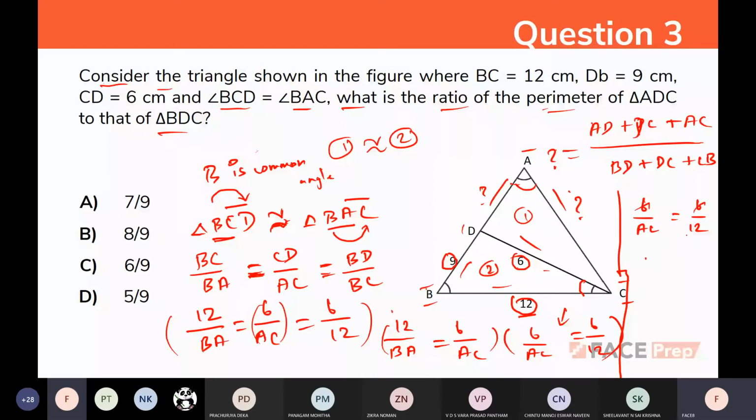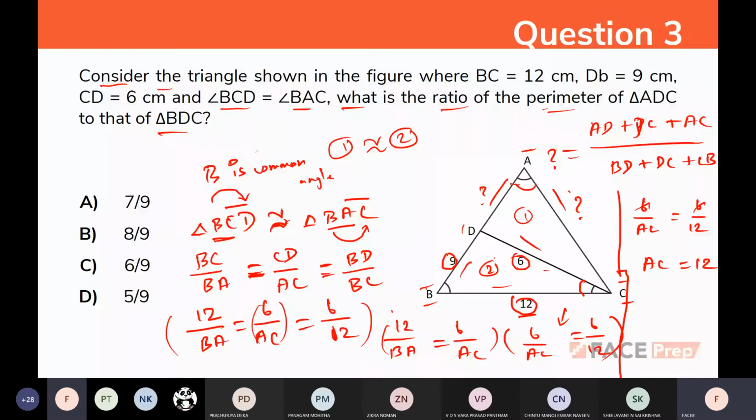Wait a second. Did I miss something? Has anyone found any mistakes? BC is 12, BA is an unknown value, and CD is 6. The first pair is okay. And BD is 6, BC is 12. Okay, no problem.